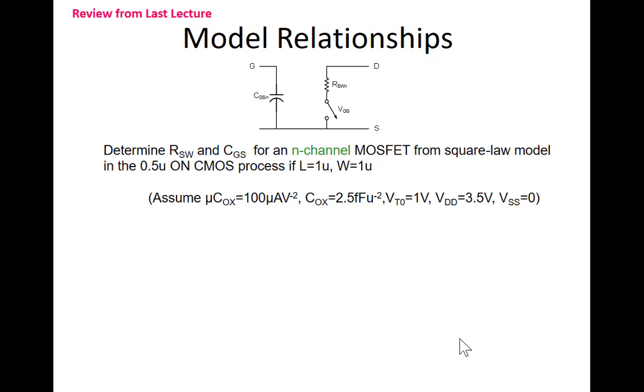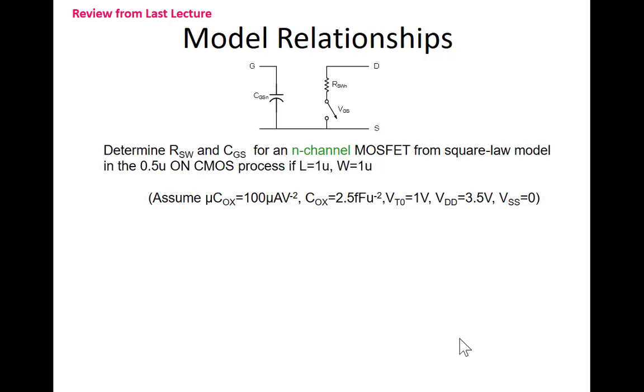We assumed in this process mu Cox was 100 micrograms per volt squared. Cox is 2.5 femtofarads per square micron. Where do we get these numbers? Mr. Strong, where do we get those numbers? Process. Manufacturing. From the manufacturer, part of the PDK, characteristics of the process.